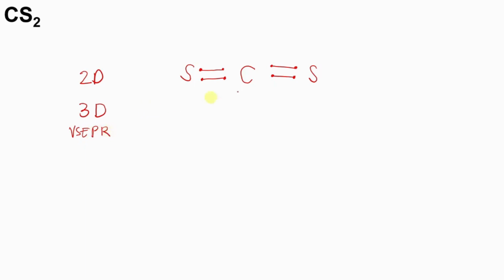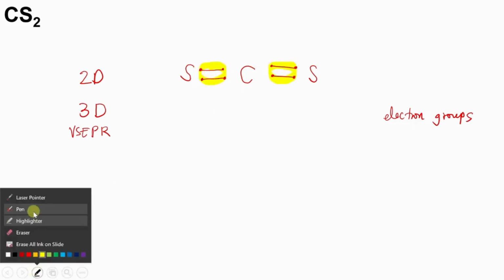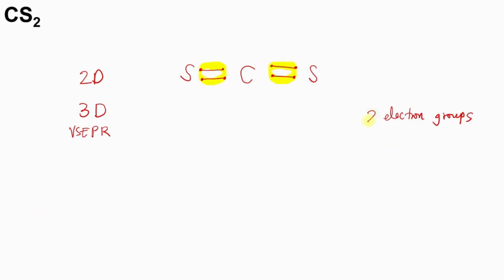In this case, again, we just count the number of electron groups. So electron groups are the areas occupied by electrons around the central atom. In this case, let's count how many electron groups. There is one over here and then another over here. So overall, we have two electron groups.